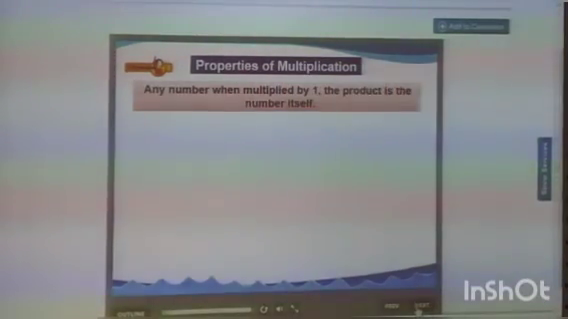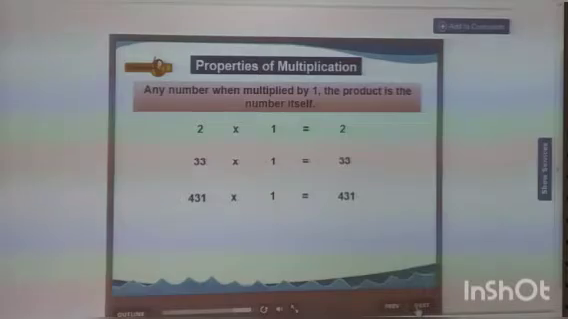Any number when multiplied by 1, the product is the number itself. For example, 2 multiplied by 1 is equal to 2. 33 multiplied by 1 is equal to 33. 431 multiplied by 1 is equal to 431. 1225 multiplied by 1 is equal to 1225.